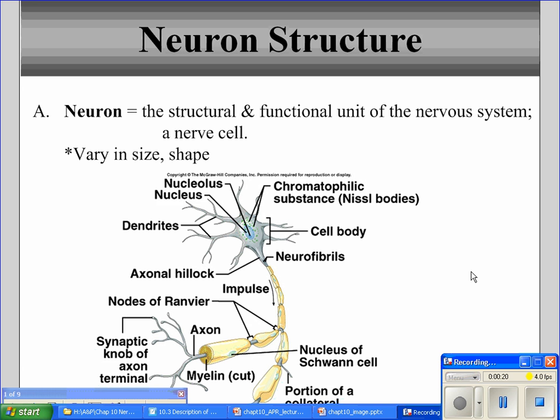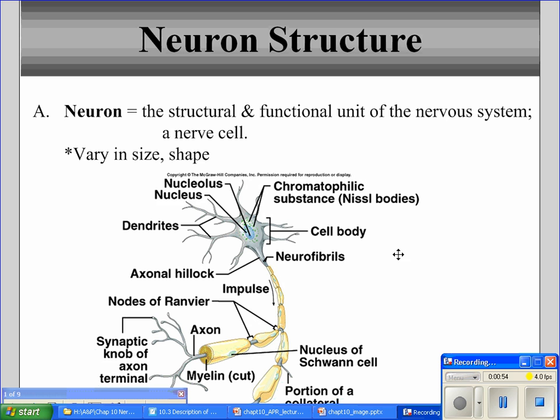Here you can see a picture of a neuron, and a neuron is the basic structural and functional unit of the nervous system. It's the one that does the majority of the work. You have billions of neurons in your brain, spinal cord, and throughout your peripheral nervous system too. They can vary in size. Some of them are quite long, some are quite short, and they vary in shapes. And we'll talk about the different shapes of the multipolar, unipolar, and bipolar neurons in section 4 a little bit later on. But here you can see a typical neuron.